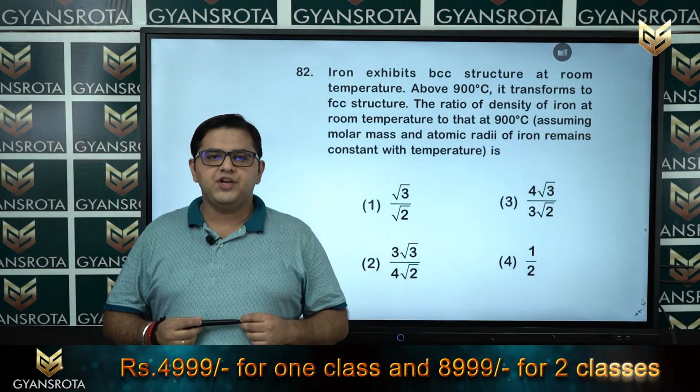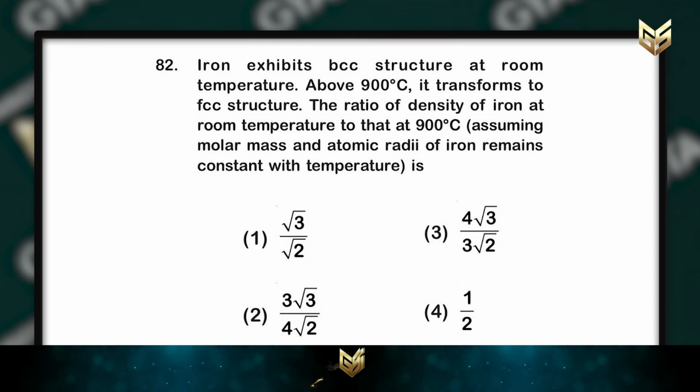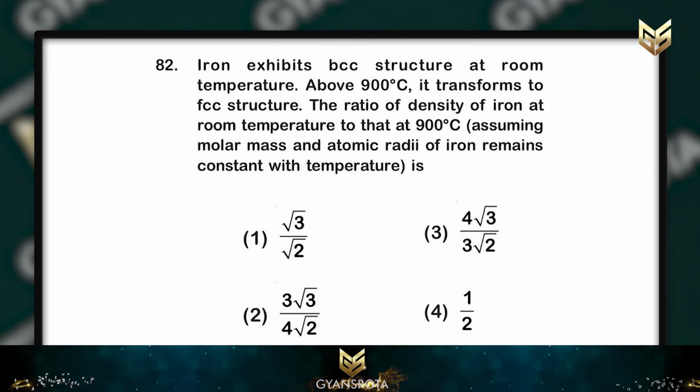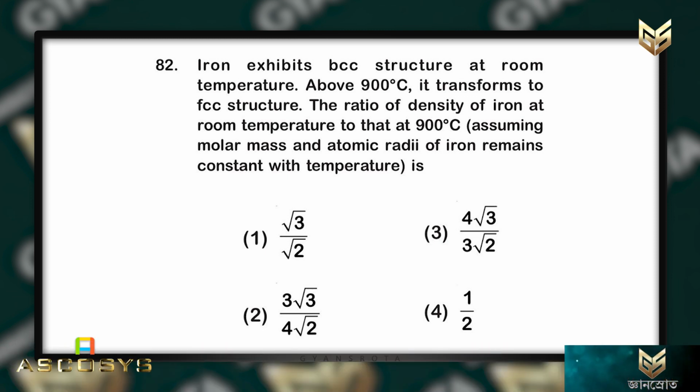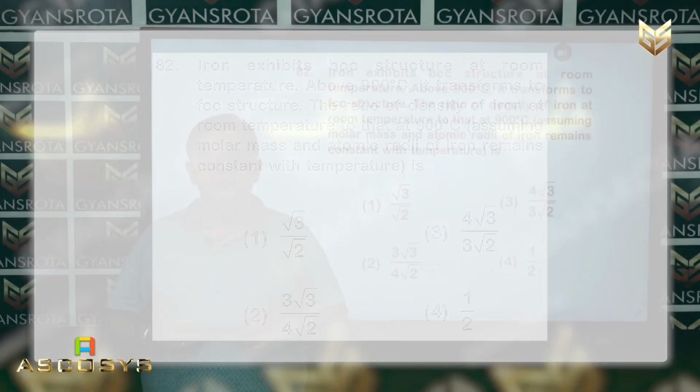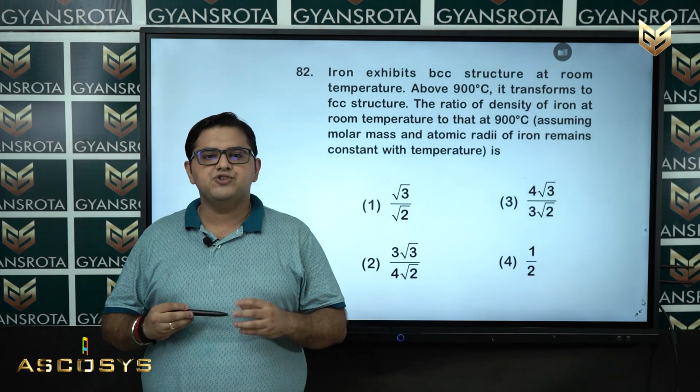So, question number 82 is on your screen. Iron exhibits BCC structure at room temperature. Above 900 degrees Celsius, it transforms to FCC structure. The ratio of density of iron at room temperature to that at 900 degrees Celsius is, in the bracket they are mentioning, assuming molar mass and atomic radius of iron remain constant with temperature. So, now we are moving to the solution part.